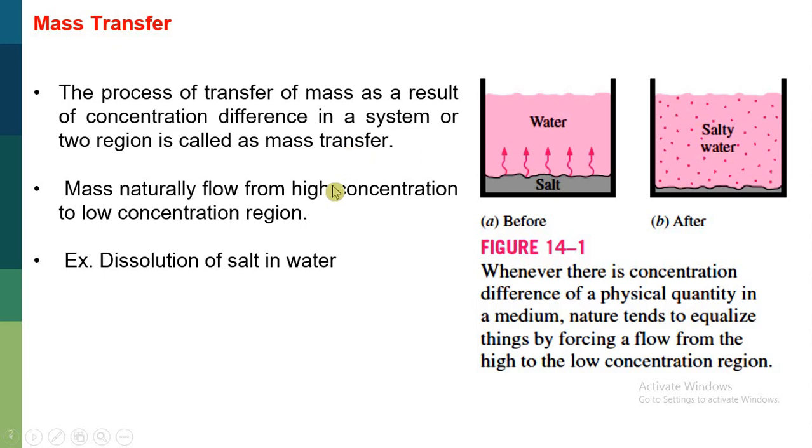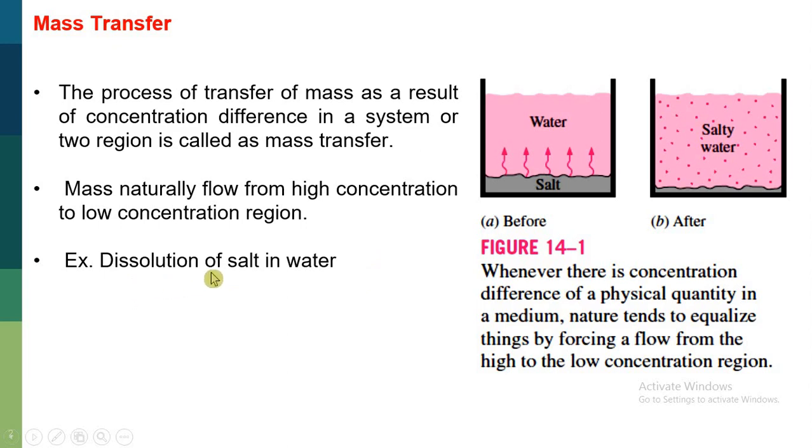mass transfer. In case of heat transfer, we know that heat transfer takes place from high temperature region to the cold temperature region. Similarly, in mass transfer, if there is a concentration difference in a system or between the two regions, mass transfer takes place. Mass naturally flows from high concentration region to the low concentration region. In heat transfer, heat always flows from high temperature region to the low temperature region.